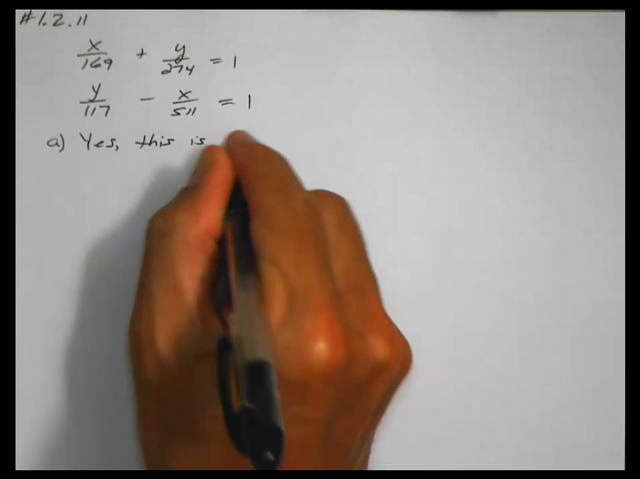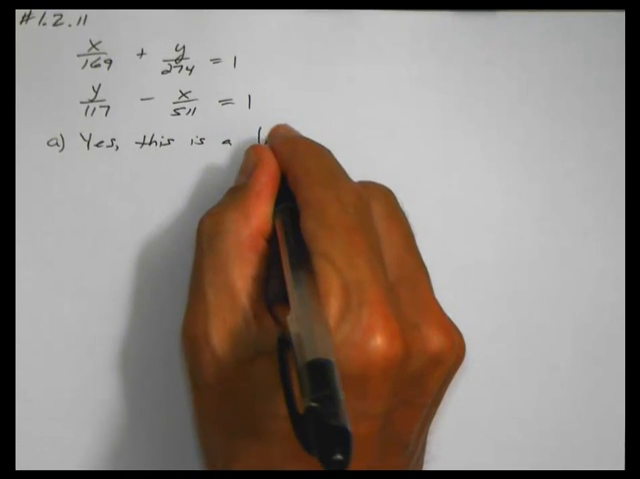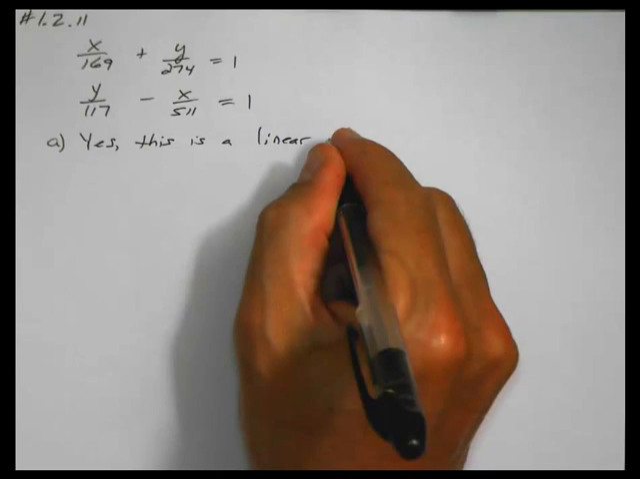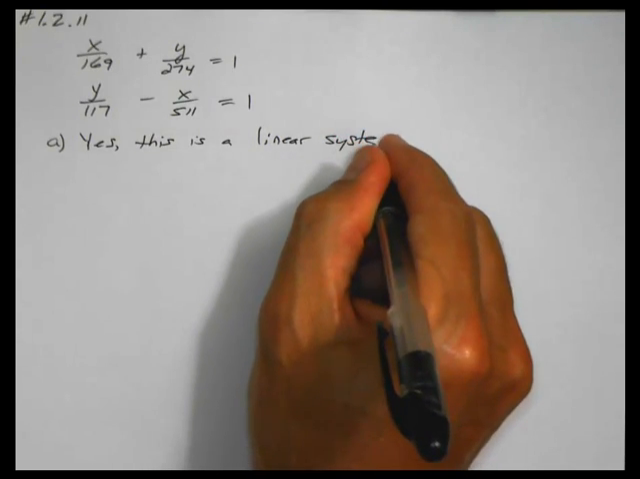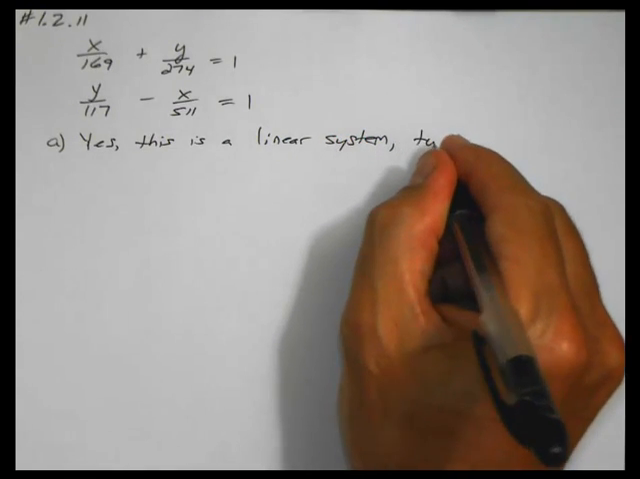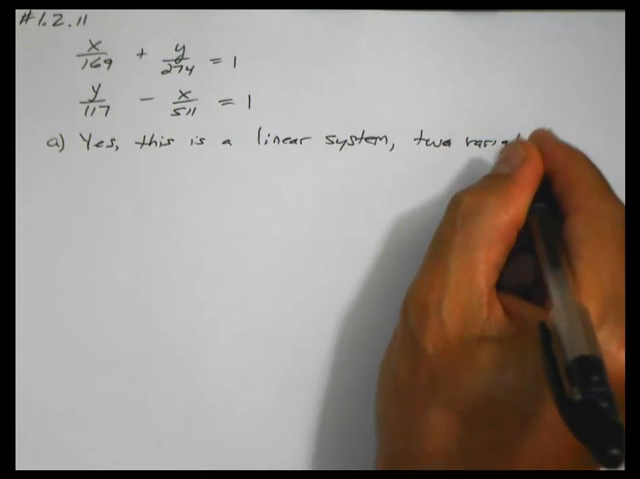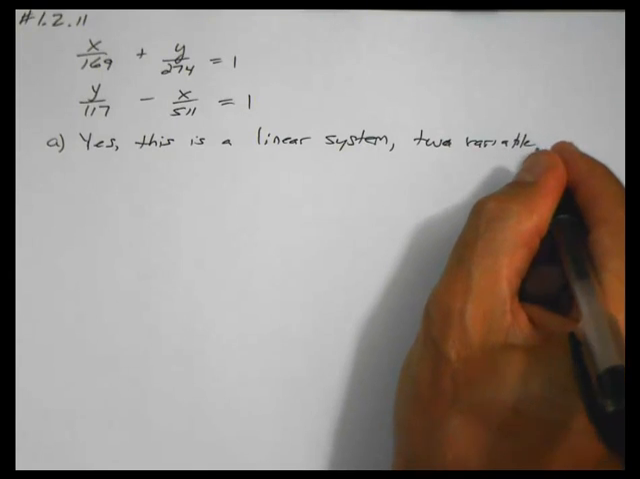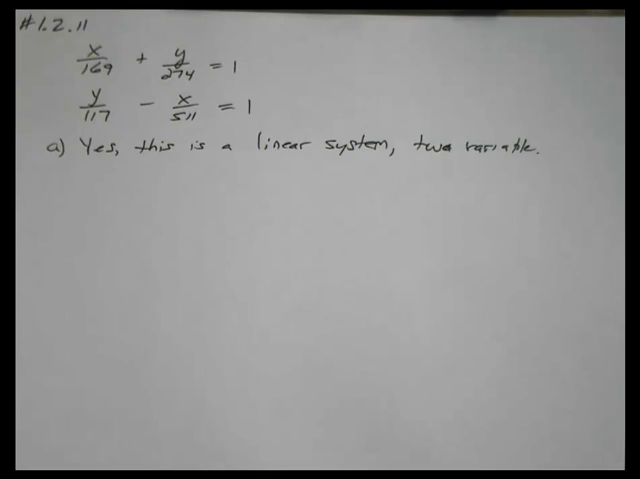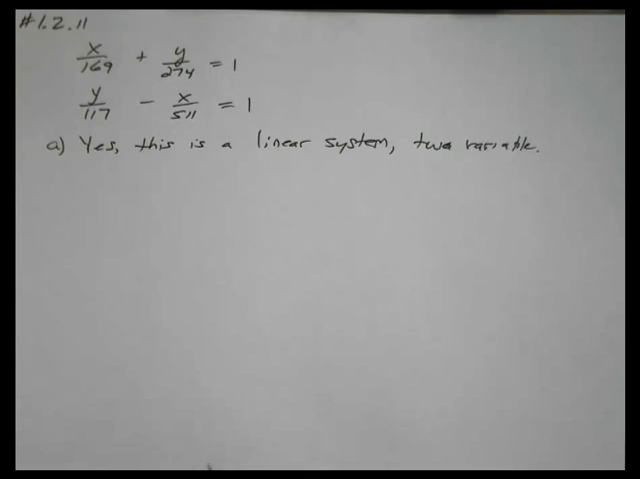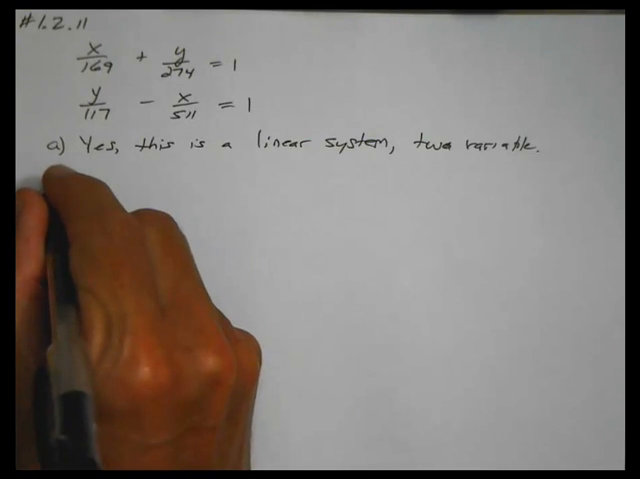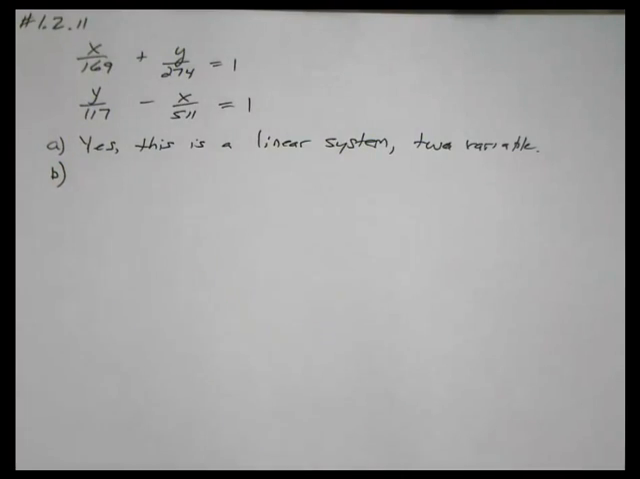This is a linear system, 2 variables. Okay, this means we're responsible to go on to part B in this question. Here, we're supposed to be trying to solve the system using the graphing feature of the TI-84 Plus calculator.